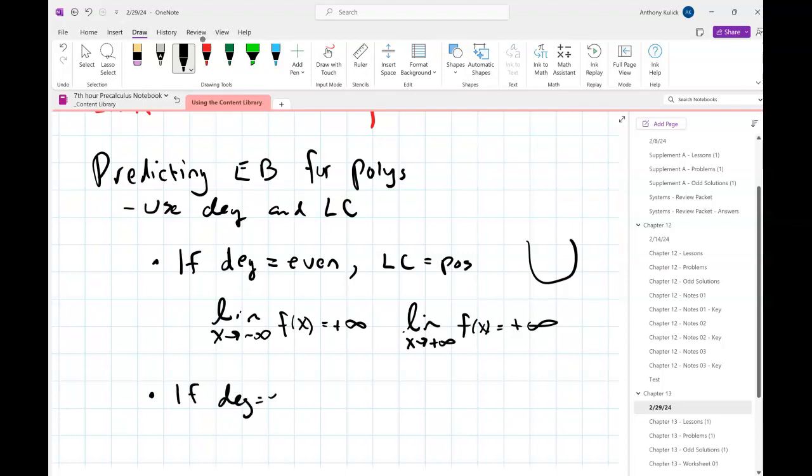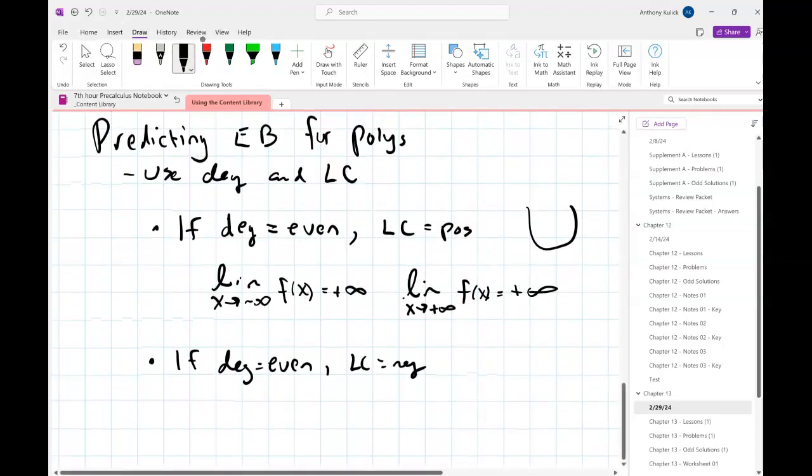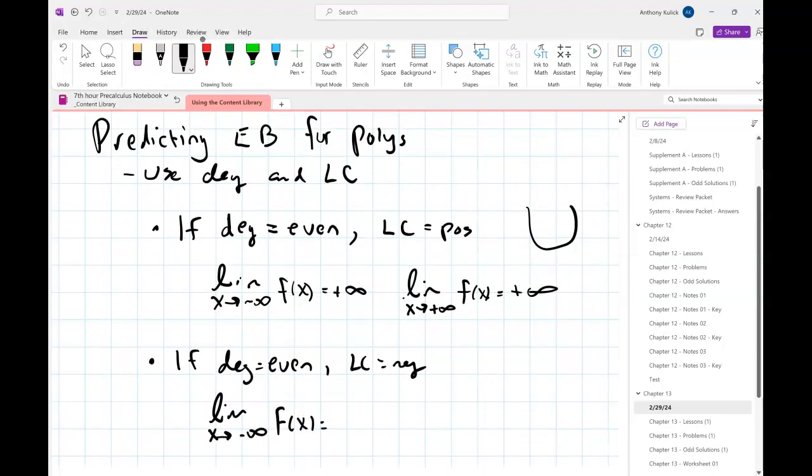So if the degree is even and the leading coefficient is negative, what do you think is going to happen? This time, both ends of my graph are going to point down. Again, just like the graph of negative x squared would look. Is everybody okay there?